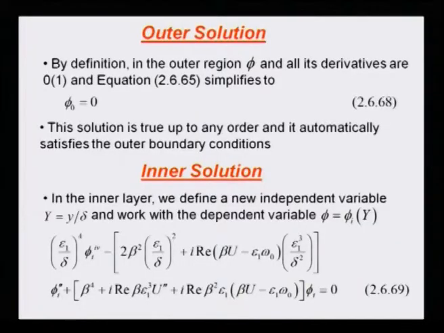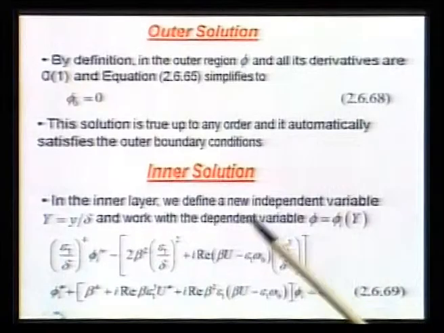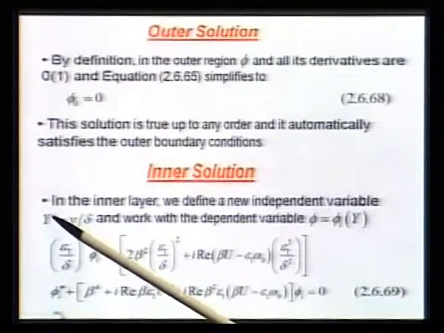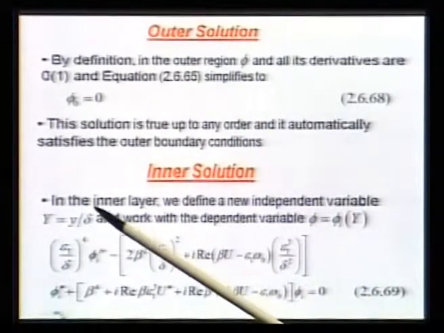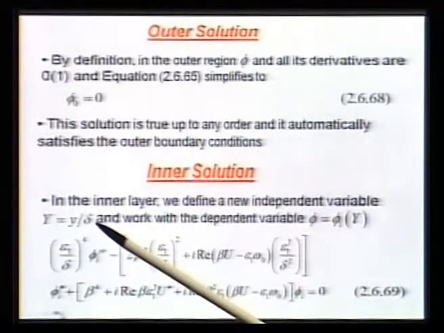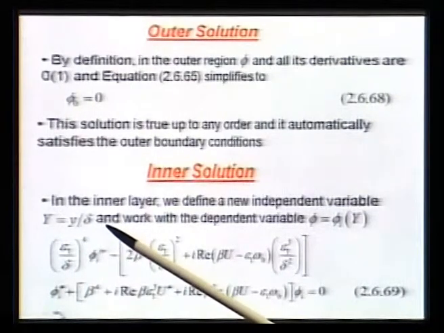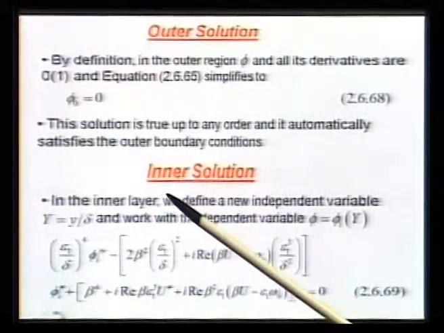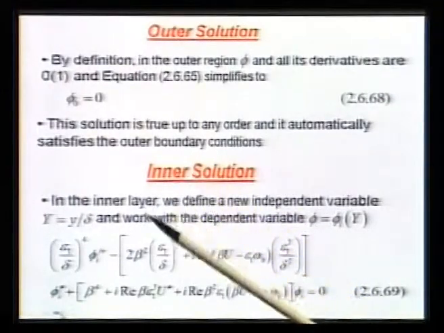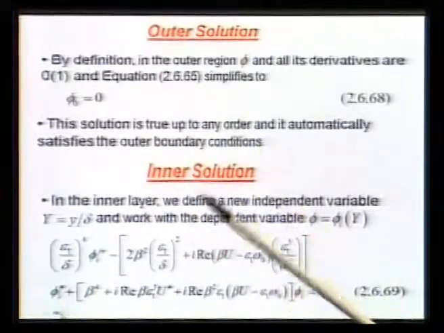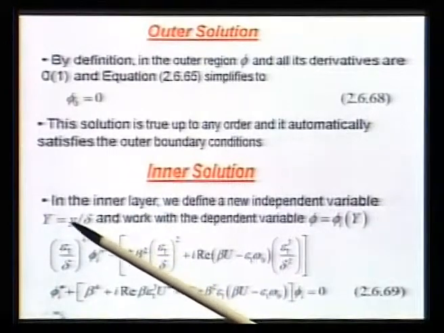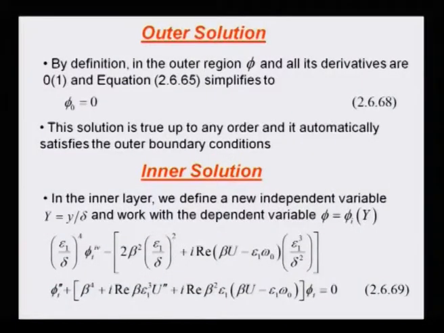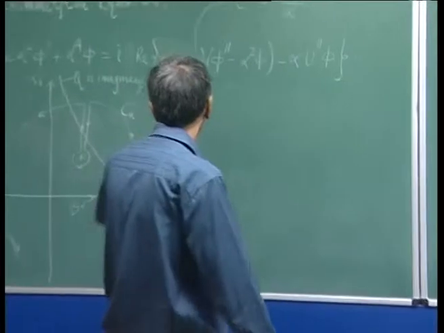So, same thing we need to do. So, we need to define a new independent variable, which we will call capital Y. Capital Y will be y divided by the boundary layer thickness of the Orr-Sommerfeld equation. So, this delta has got nothing to do with the delta of the physical boundary layer. This is a mathematical boundary layer of the Orr-Sommerfeld equation.